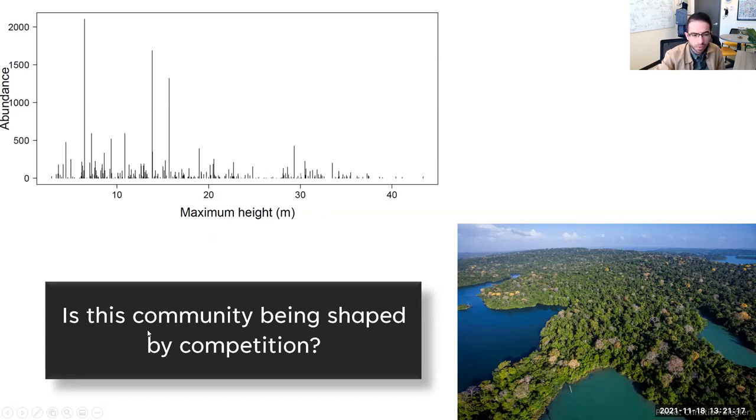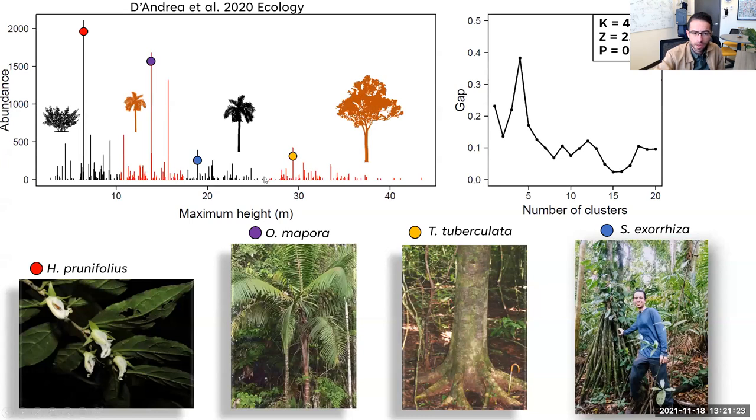So now basically we know to turn this question into, do I see clusters of species? And the answer is you do. You see four of them. You have understory shrubs, understory treelets, midstory trees, and canopy trees. Okay, so this is the gap curve, similar to what I showed you before when I was showing you the validation tests, showing a clear peak at four, and that peak is significant.